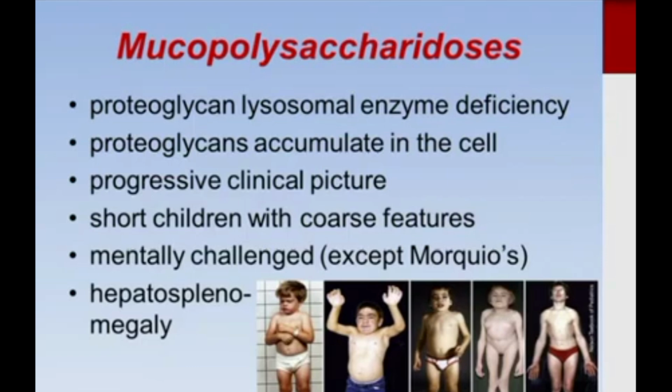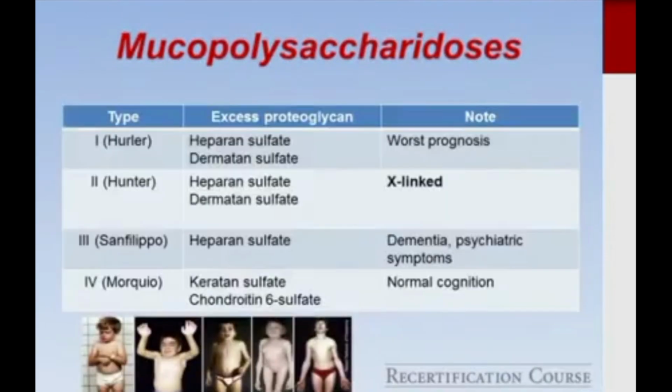These patients will become more mentally challenged as they get older, except for Morquio syndrome, also associated with hepatosplenomegaly. The 4 types that are commonly tested are types 1 through 4. Type 2 or Hunter is commonly tested because it's different. It's X-linked as far as its inheritance pattern. Type 4 or Morquio syndrome is by far the most common. These are abnormal cognition. Again, these are the excess proteoglycans in the middle column here.